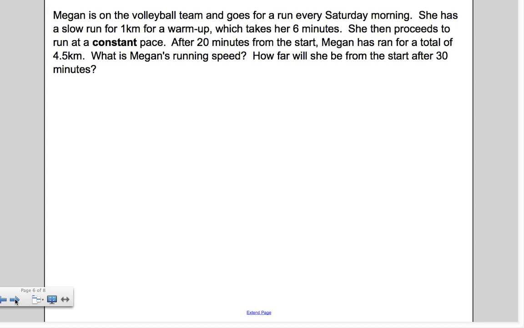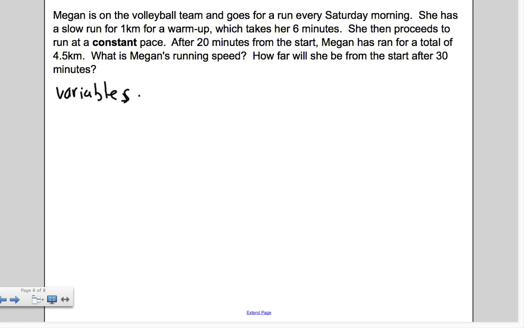Finding out that constant pace. Well, first let's start off simple. What are the two variables that we're dealing with? Not numbers. What are our variables? What units are we dealing with? Time and distance.